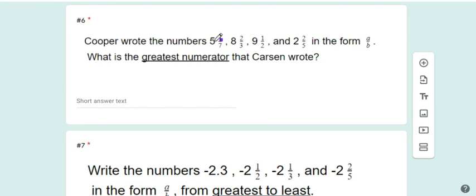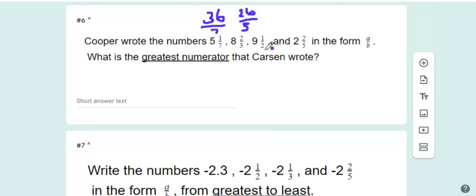7 times 5 is 35. 35 plus 1 is 36. So 36 over 7. That makes this one improper. 8 and 2/3, using the C method, I would have 3 times 8 is 24. 24 plus 2 is 26 over the original denominator of 3.